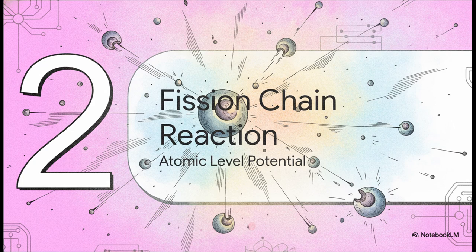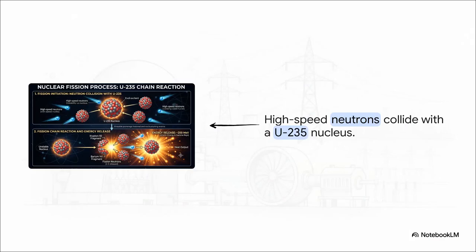Which brings us to Section 2, the fission chain reaction. All right, now that we've got our enriched U-235 fuel ready to go, let's zoom way down to the microscopic level. This whole explosive process hinges on a single collision. We need a fast-moving, high-speed neutron to slam right into a U-235 nucleus. That direct impact creates extreme instability in the nucleus. It's the trigger for the whole shebang.